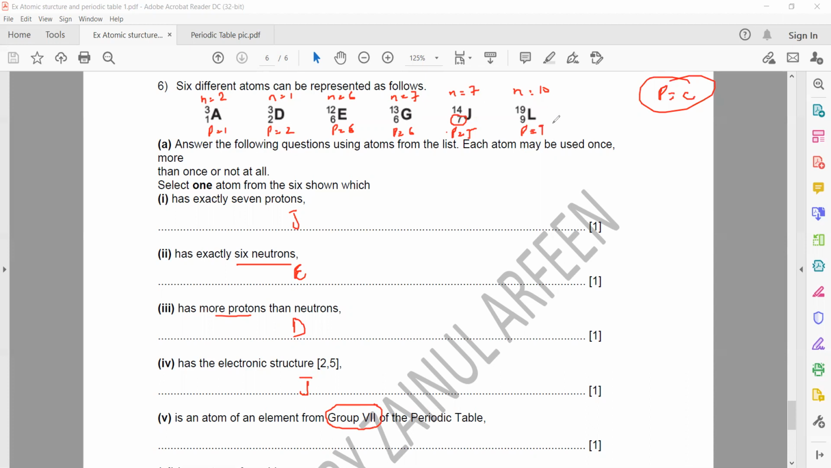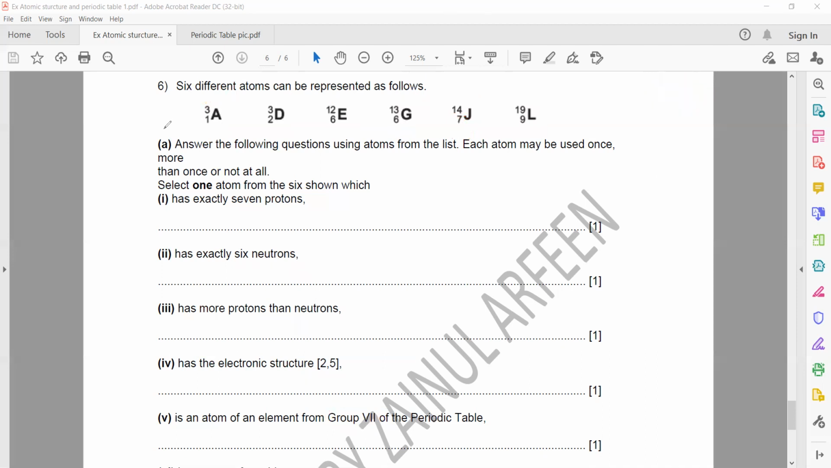when I write the electronic configuration for each, I'm writing it here at the bottom. The electronic configuration of A will be 1, for D will be 2, for E will be 2 and 4, for G also 2 and 4, for J it will be 2 and 5, for L it will be 2 and 7. So using the electronic configuration we can identify the group number. As you can see, there are 7 electrons in the last shell, so it means this belongs to group 7.